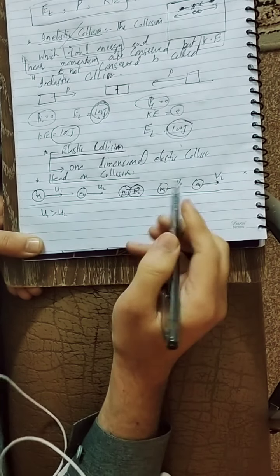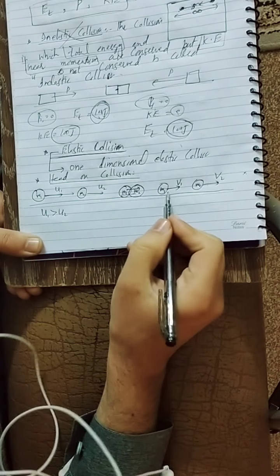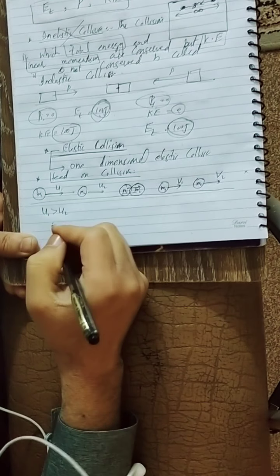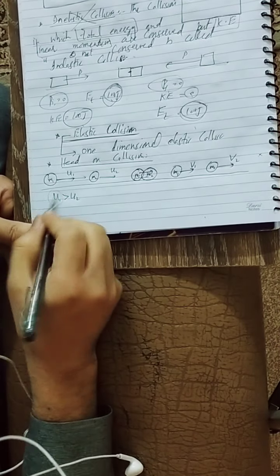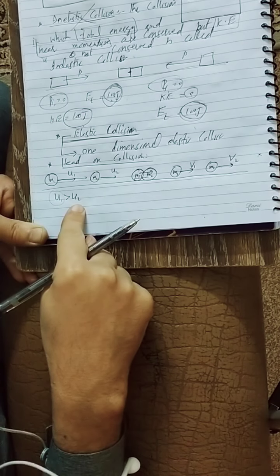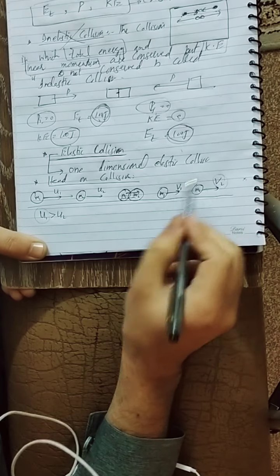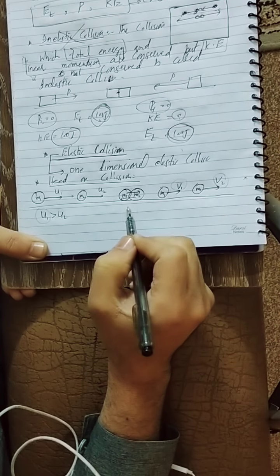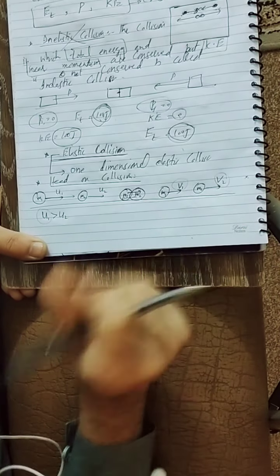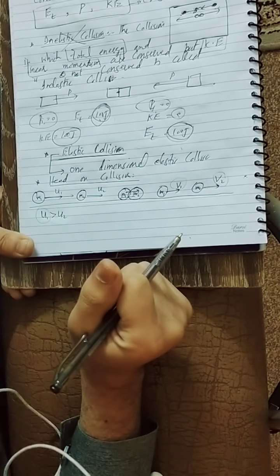So that is why our common sense says that collision is possible if u1 is greater than u2 before the collision, but after the collision v2 will be greater than v1. So we have to prove this common sense by our calculations.